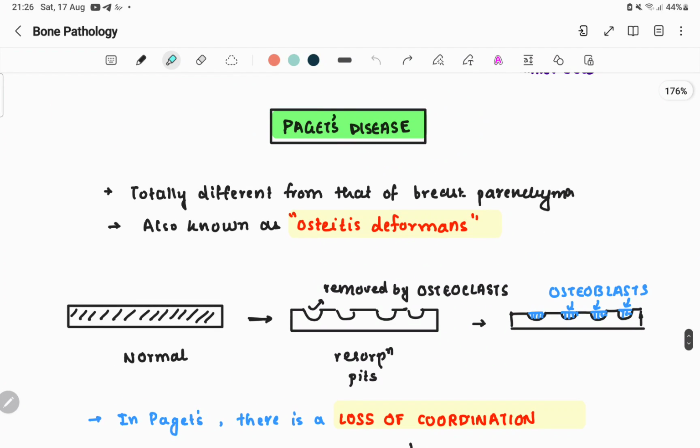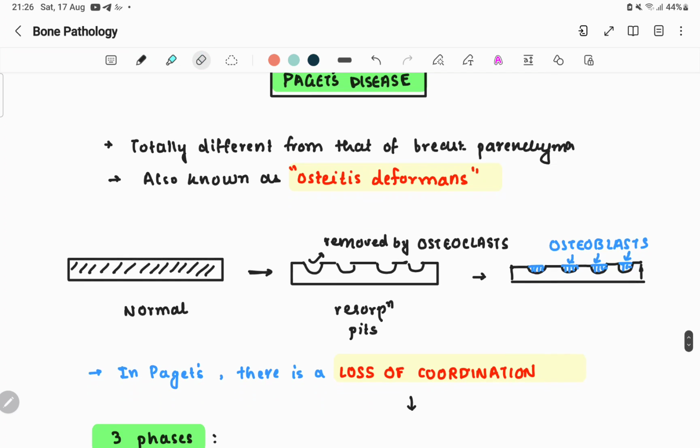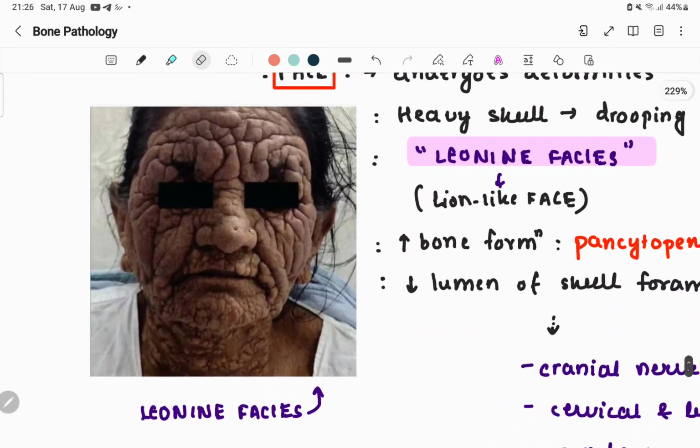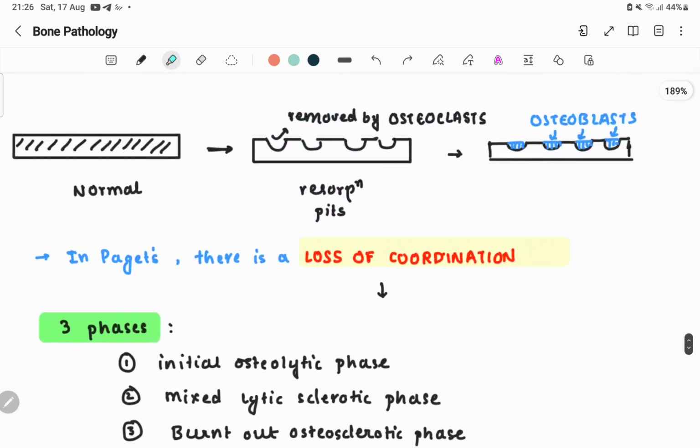Next comes Paget's disease. Remember, there are two Paget's diseases, in bone and in breast also. This is the Paget's disease of bone, which is totally different from that of breast parenchyma. Don't confuse that. It is also called osteitis deformans. There is a deformation of bone. There is a deformation of face also, where we'll see leonine facies. This is the leonine facies. Let's talk about that first.